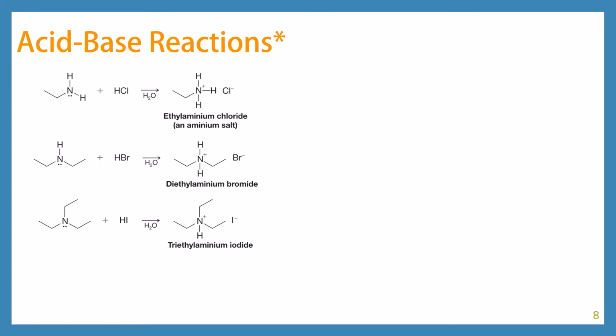So an amine can be reacted with an acid to create an aminium salt. So the nitrogen lone pair can pick up the hydrogen, give the electrons back to chlorine, and that's going to give you an aminium ion with the chloride as the counter ion. You can do the same thing with a secondary amine. You can pick up a hydrogen, give the electrons to bromine, and I have an aminium bromide salt. And you can also do this with a tertiary amine.